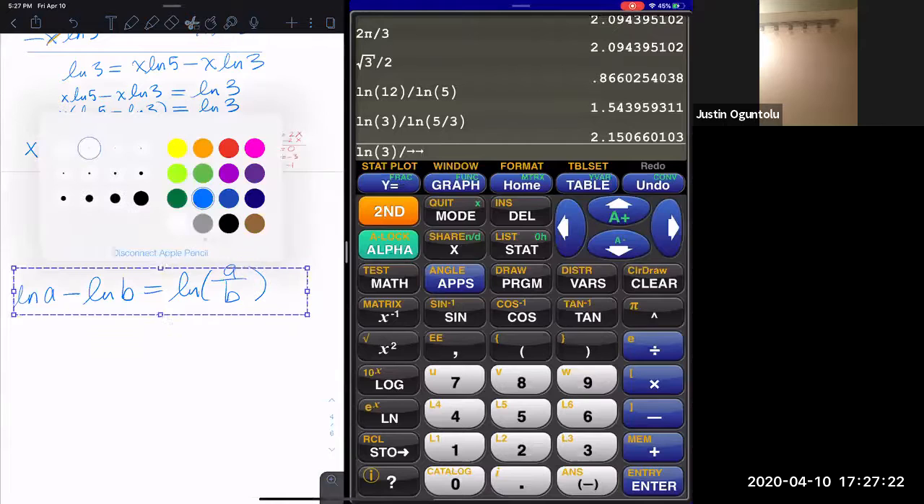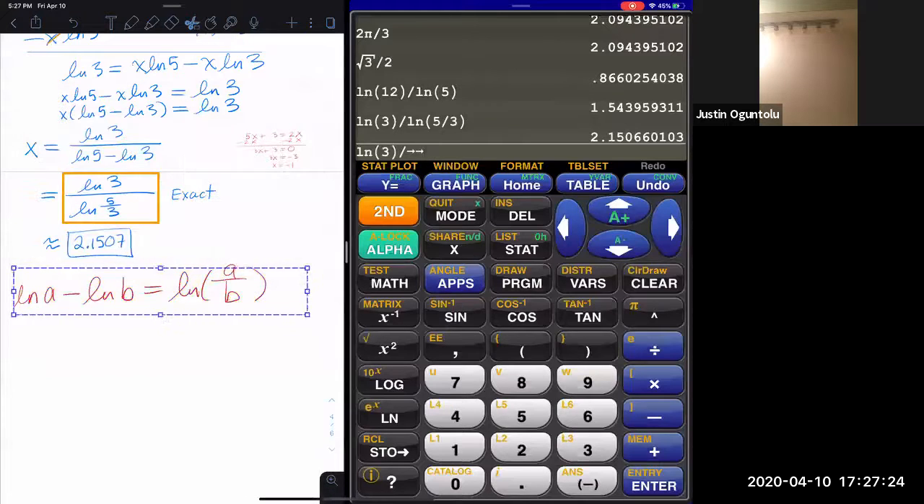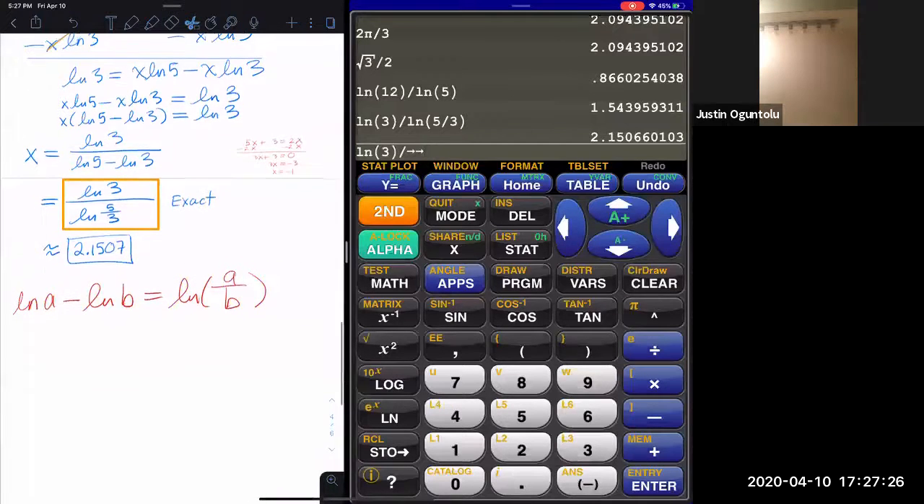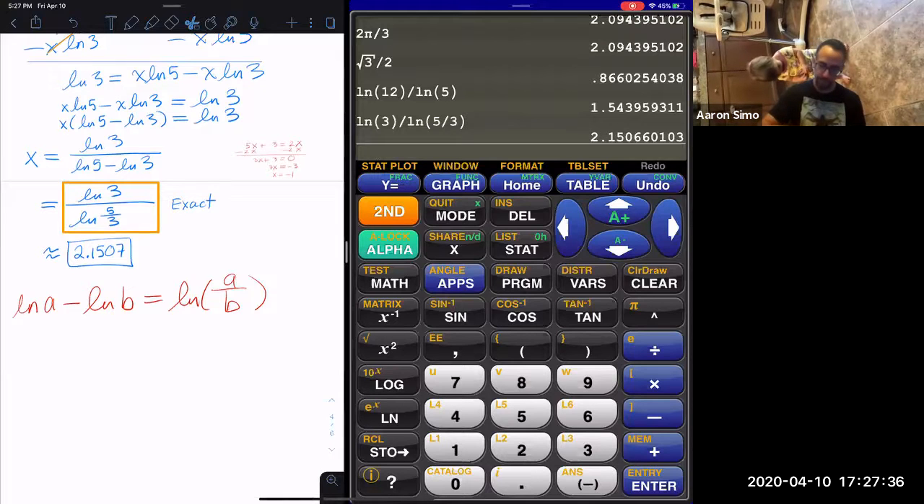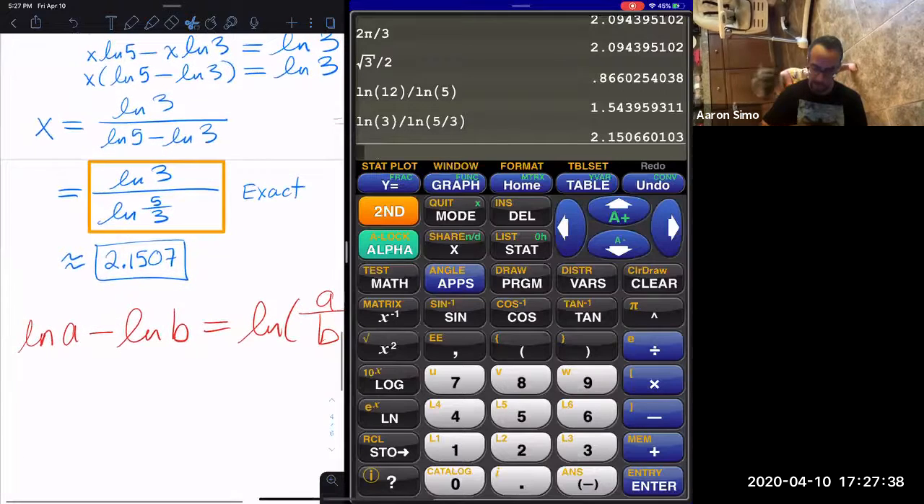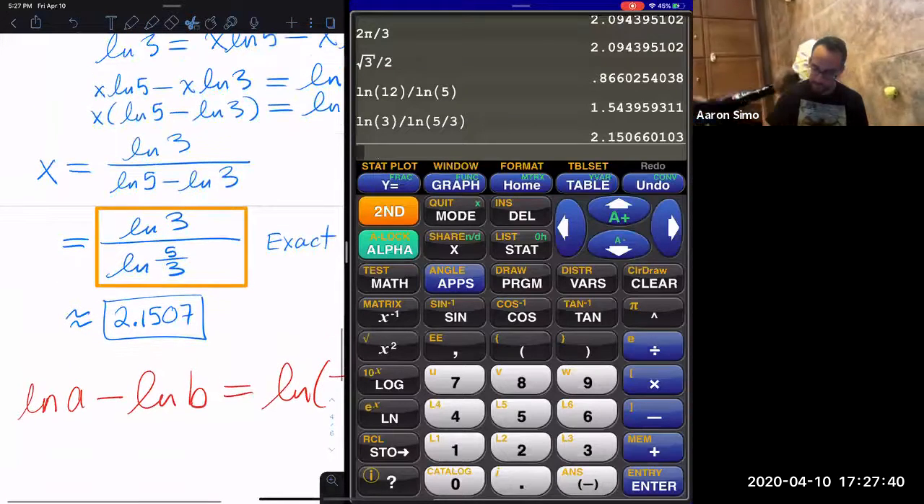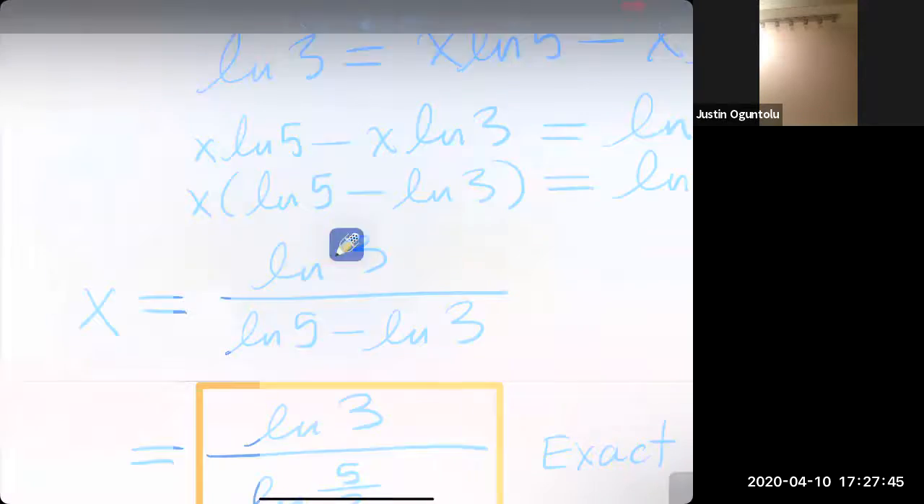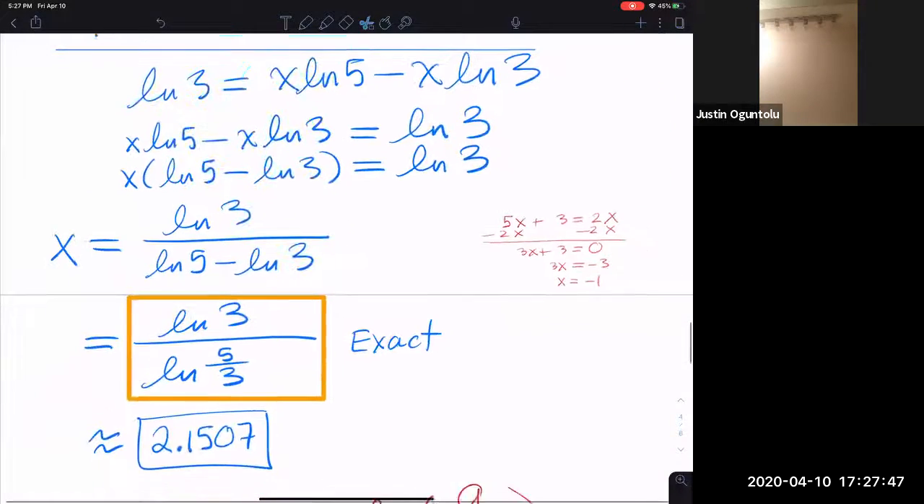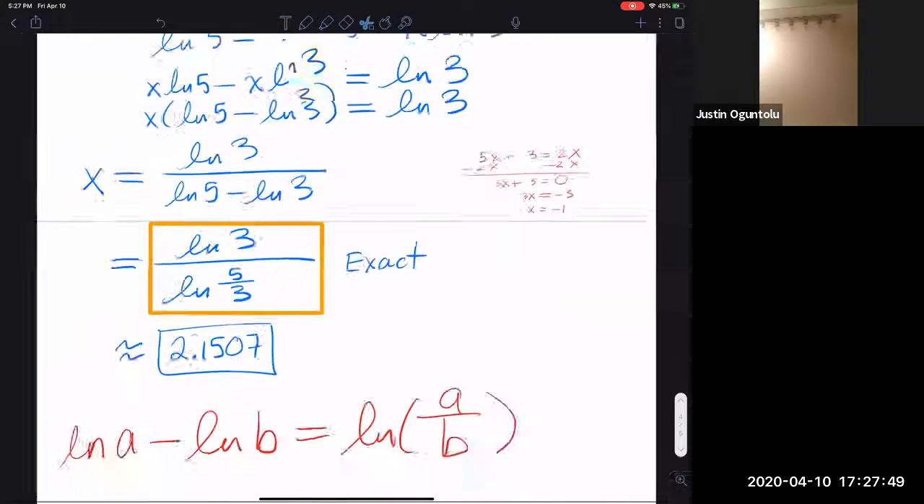This should probably be the right one now. I got ln of 3 over ln of 5 minus ln of 3, and now I got 2.15066. There you go. Okay, 2.1507 for sure. That's it. Sweet. Thanks, man.